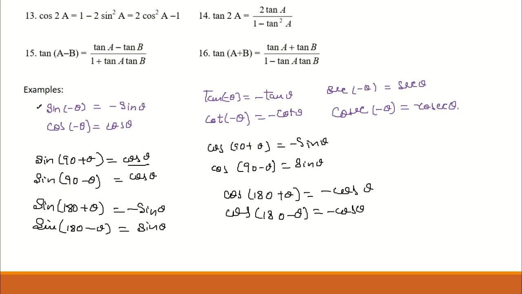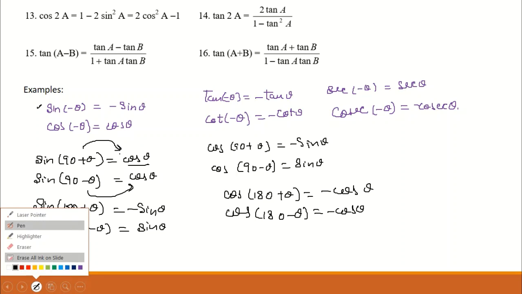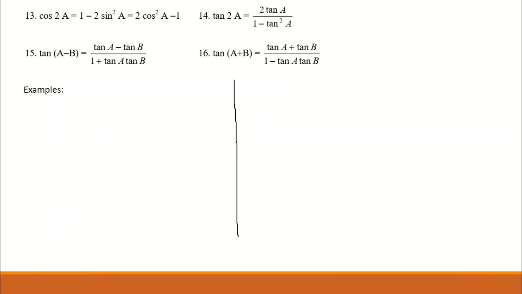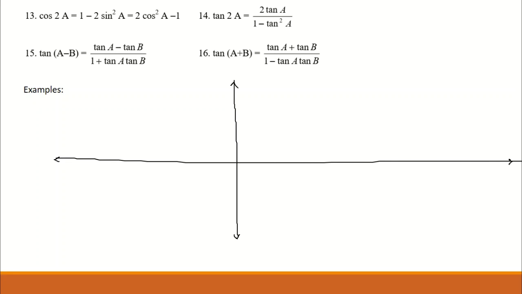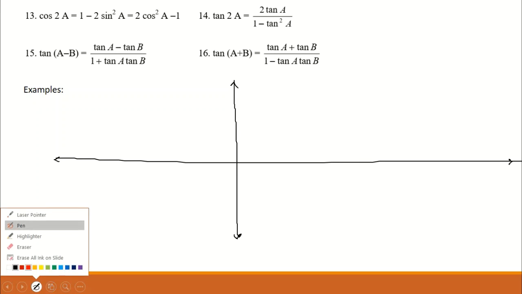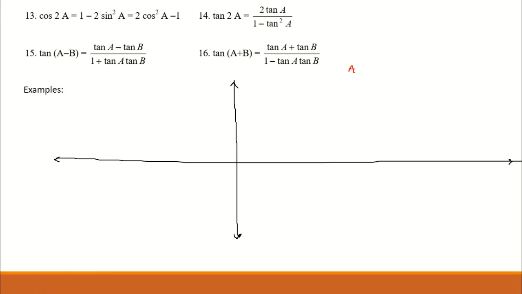Now we will understand how these are interchanging, how these formulas are coming, or how we can interpret the value. For that, let me draw the coordinate axis. Let's suppose this is my coordinate axis and these are my quadrants. In the first quadrant, all are positive. Here only sine and cosine are positive. Here tan and cot are positive. Here cos and sec are positive.